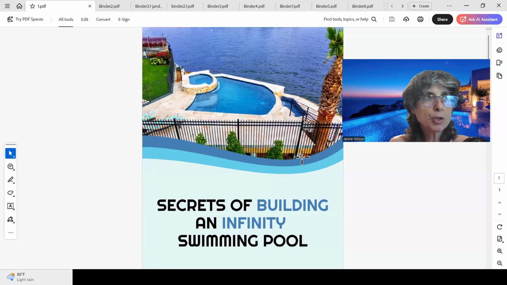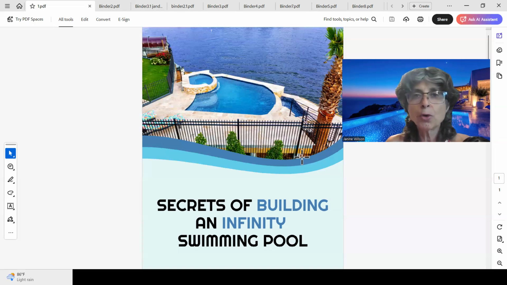But the majority will actually take on a project that they cannot do. So the reasoning will be something like this. I am a pool builder. I have been in business for 30 years. I have built many pools. I can build infinity pools. I have built thousands of regular pools.